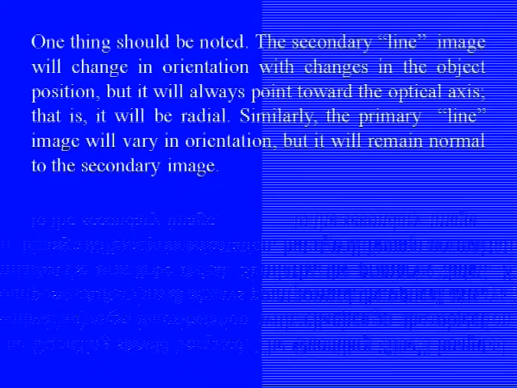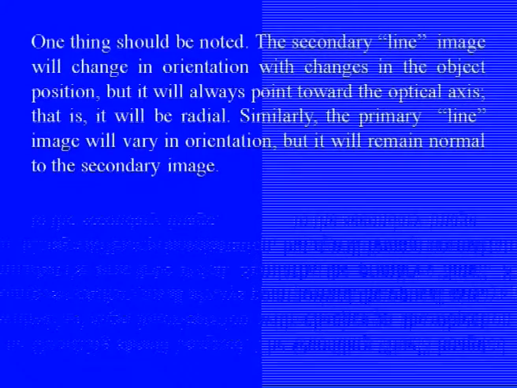One thing should be noted: the secondary line image will change in orientation with changes in the object position, but it will always point towards the optical axis. That is, it will be radial. That is the interesting thing. Similarly, the primary image where the meridional rays came in focus, this line image will vary in orientation, but it will remain normal to the secondary image.